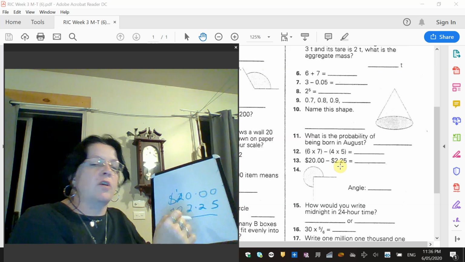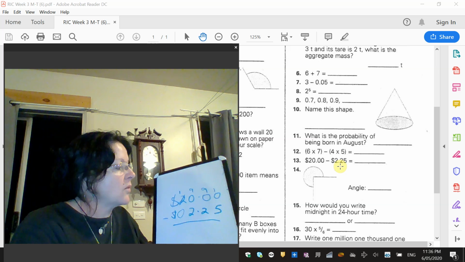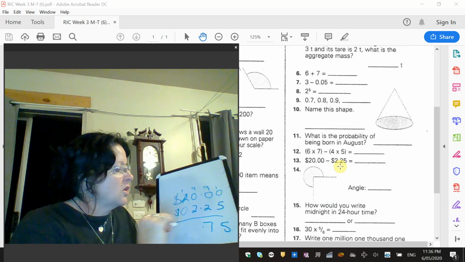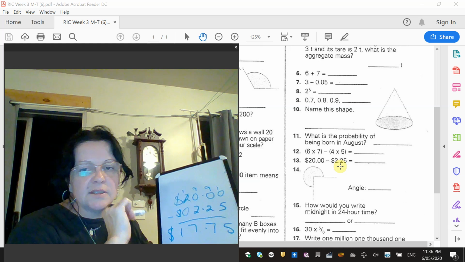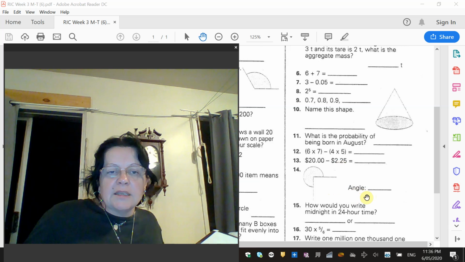Now I could go 10, cross it out, make it a 9, but I know that I have to jump this 1 all the way back. So I go 9, 9, pop it on there. Okay, so 10 take away 5 is 5, 9 take away 2 is 7, 9 take away 2 is 7, 1, $17.75. Does that look right to you? Yes, it is. Okay. Now, it wants us to tell us what the angle is.